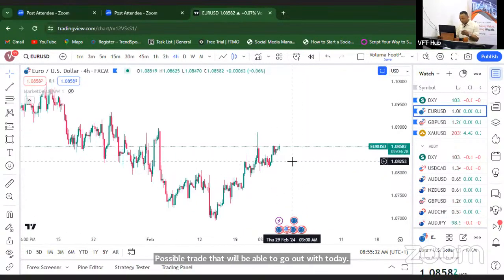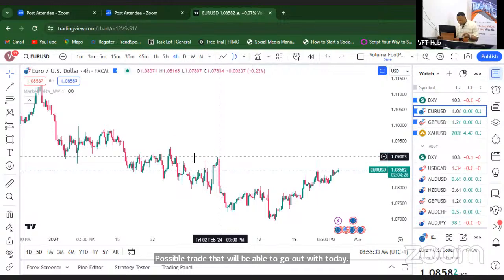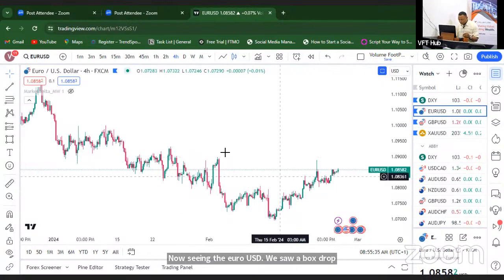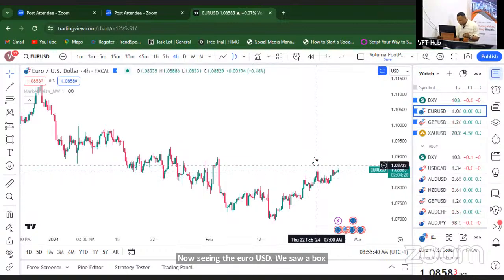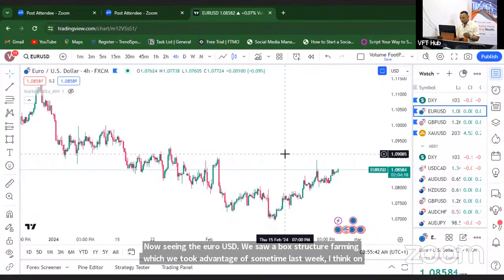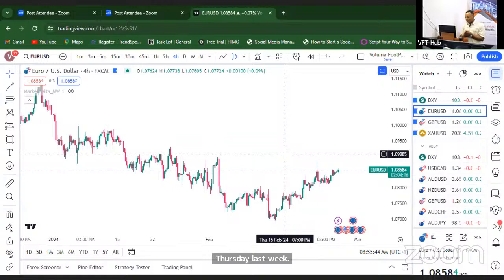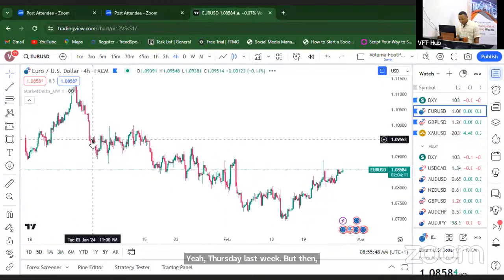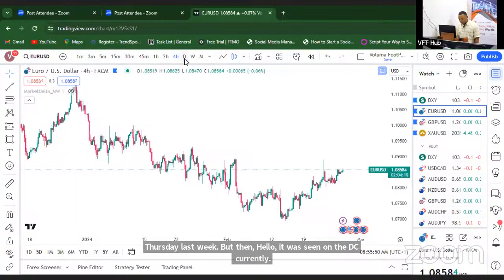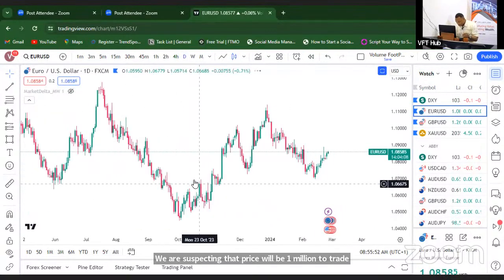Now, seeing the Euro USD, we saw a box structure forming, which we took advantage of sometime last week. I think on Thursday last week. Yeah, Thursday last week. But then, aligning it with what we're seeing on the Dixie currently, we are suspecting that price will be willing to trade all the way up here. Let me make it on the daily time frame so that we'll see.